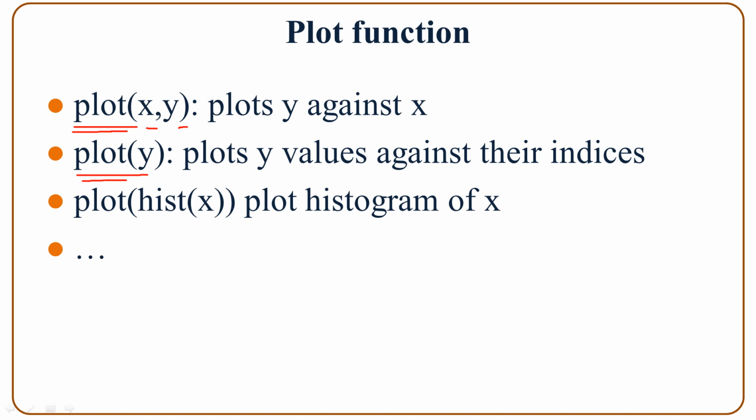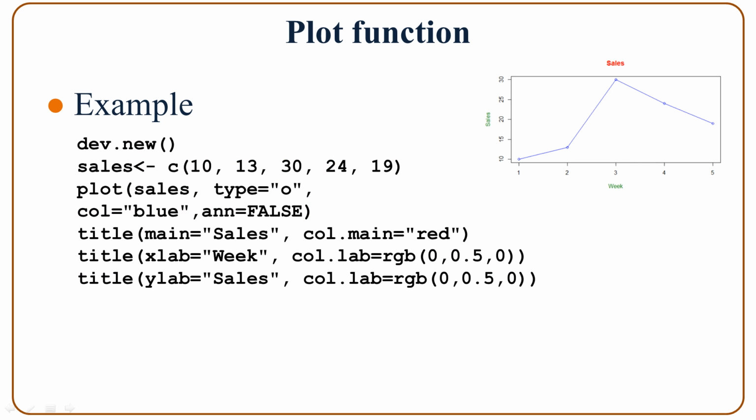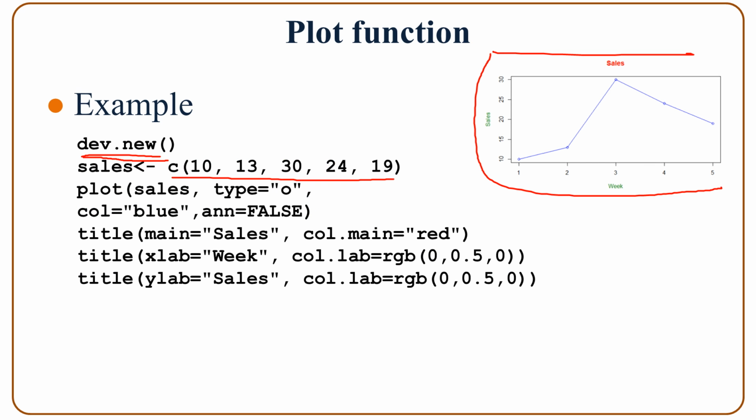dev.new creates a new device, a new figure to plot, right? And then create a vector using the c function and store it into cells. And cells is a vector, right? And then plot cells. So the plot is created with the color blue without any annotation, and also you can give it the main title, X label and Y label.